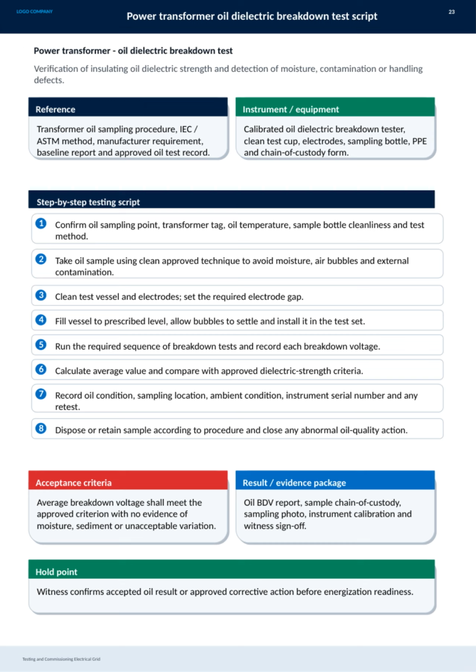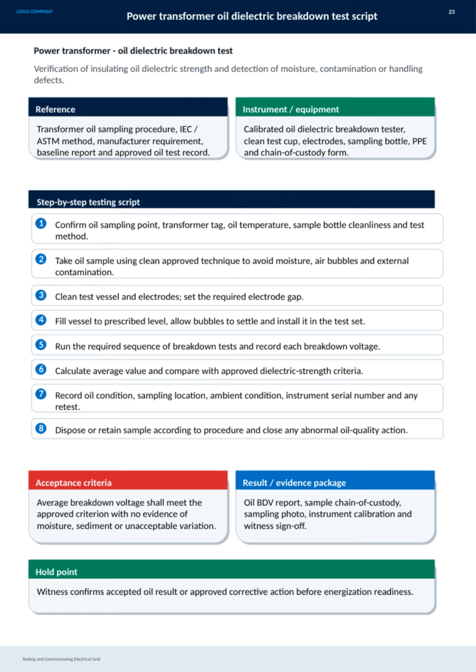Next, the test vessel and electrodes are cleaned, and the electrode gap is set accurately. The vessel is then filled to the prescribed level. Any bubbles are allowed to settle, and the vessel is installed in the test set. We proceed to run a sequence of breakdown tests, recording each breakdown voltage meticulously. After testing, we calculate the average breakdown voltage and compare it against the approved dielectric strength criteria to determine acceptance. It is also important to document the oil condition, sampling location, ambient conditions, instrument serial number, and any retests performed. Finally, samples are disposed of or retained according to procedure, and any abnormal oil quality issues are addressed.